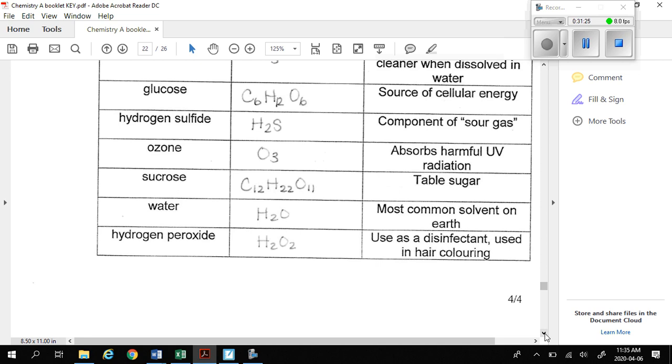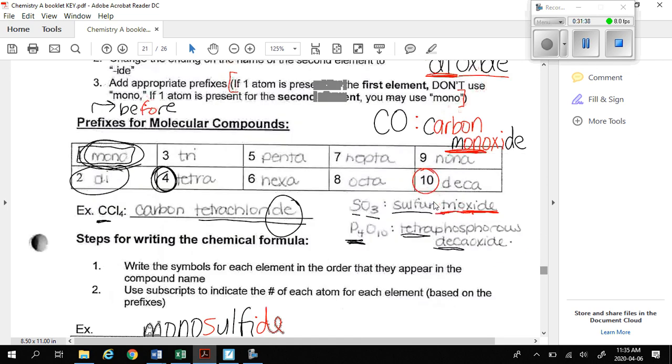So memorize this table, and you can now work on the questions that have molecular compounds. So again, recognizing this table of the ones you need to memorize, otherwise naming it with these prefixes and properly.